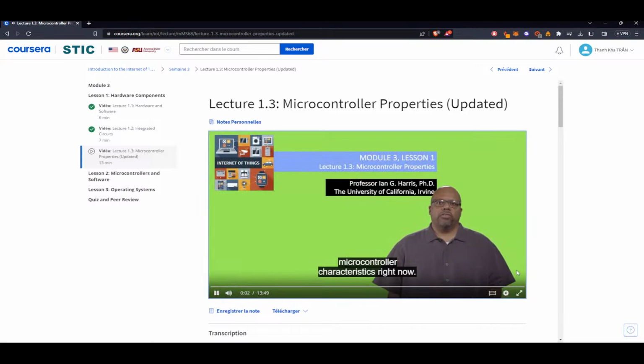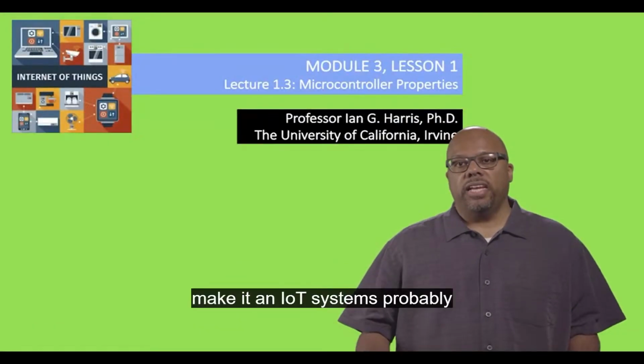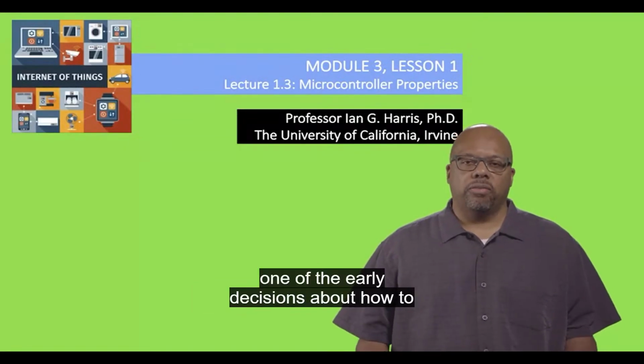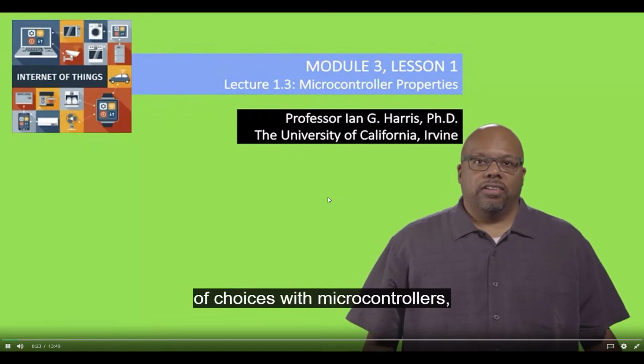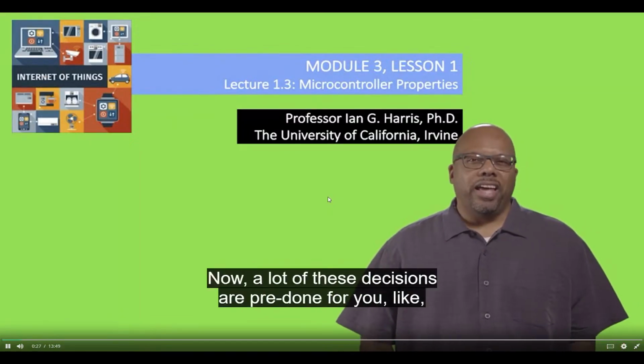So we're going to talk about microcontroller characteristics right now, the different characteristics of microcontrollers. The reason why this is important for making IoT systems is because one of the early decisions about how to implement the system is going to be which microcontroller you should use, right? There are a wide range of choices with microcontrollers, and you're going to have to find one to use. A lot of these decisions are pre-done for you.